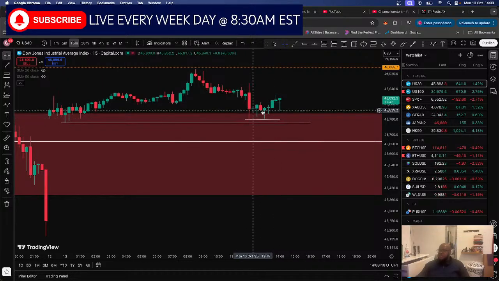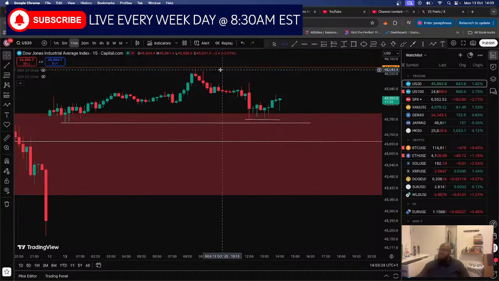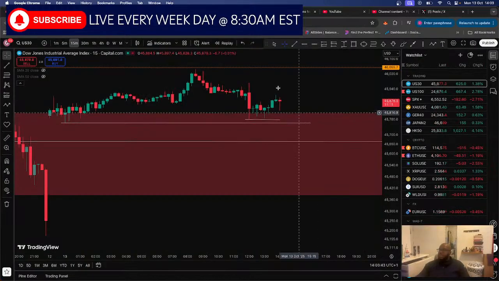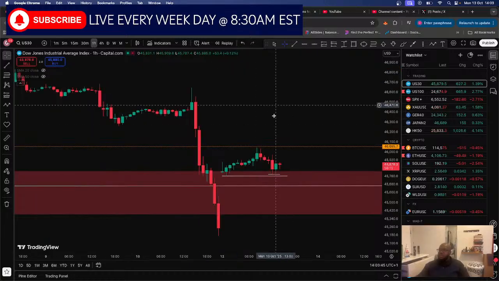London session did come into the demand area, but it does look like a pool of liquidity, so I'm just going to wait for that. So the hourly chart and the 4 hour chart currently aren't in confluence with the overall trend, but once we get a sweep of our Asian session lows into the open, we should get a long position that will get us to rally higher, and I'll show you exactly what that will look like.